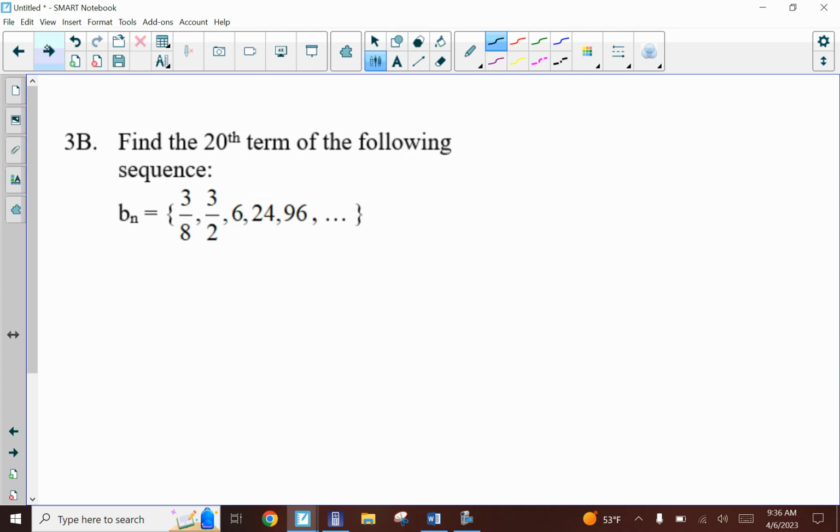So the answer is going to be 401. The next one asks us to find the 20th term. And again, this is 3B, so I'm assuming that this one's going to be geometric. So we'll just double check.